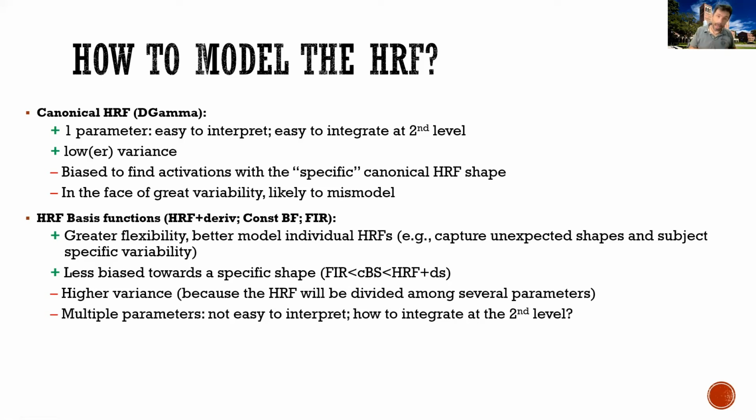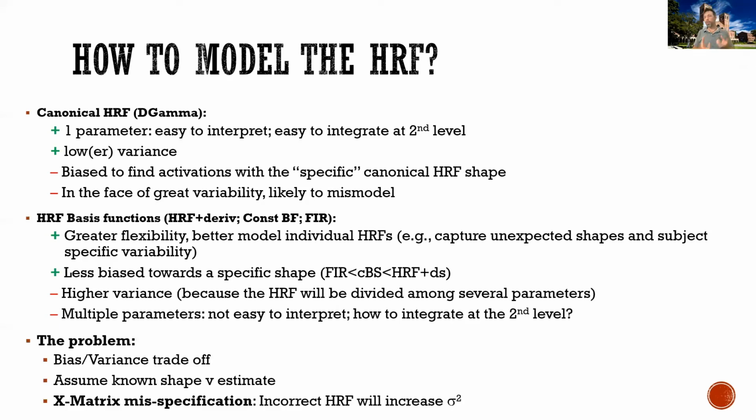Now, on the other hand, however, you do get much greater variance because things can vary in so many ways that you end up getting much more variance. And you can partition the variance of somebody's response into so many different functions that you typically end up with a lot of variance. On top of that, instead of having one parameter, easy to interpret, easy to aggregate at a group level, you now have 2, 3, 5, 7, 10 parameters. And it's not easy to integrate them in higher level analysis.